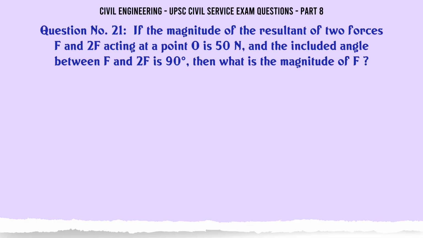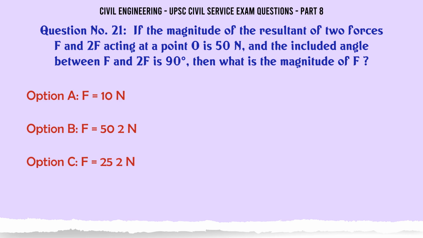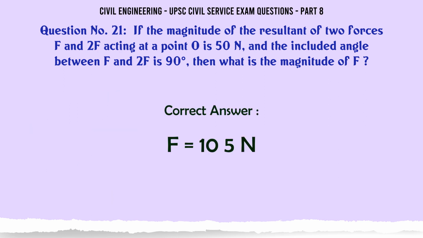If the magnitude of the resultant of two forces F and 2F acting at a point O is 50 N and the included angle between F and 2F is 90 degrees, then what is the magnitude of F? A: F = 10 N, B: F = 5√2 N, C: F = 25√2 N, D: F = 10√5 N. The correct answer is F = 10√5 N.